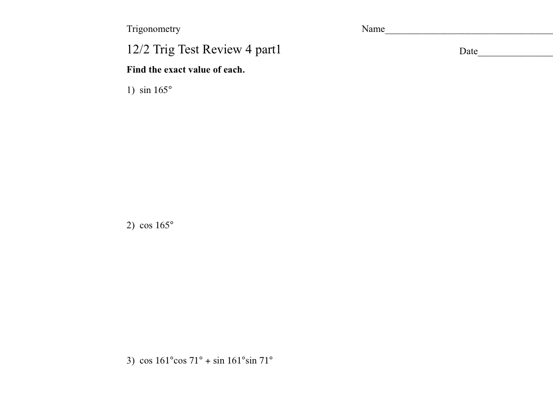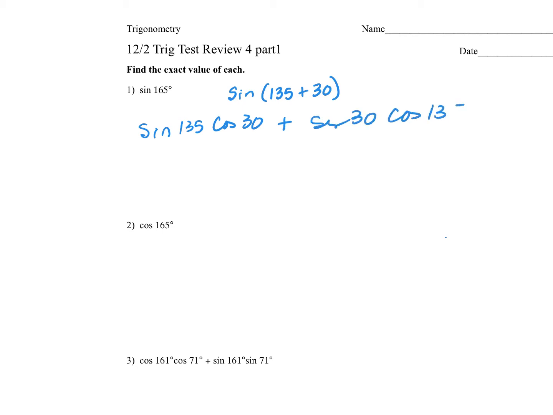So that first page was the last 2 problems of your packet. And now we're going to start from the first page. It just copied wrong. So sine of 165, you're going to use the sum and difference formula for this. And you got to find 2 numbers that added together equals 165. And that would be 135 plus 30. So the way the rule goes, it's going to be sine of the first guy times cosine of the second guy, same sign, and then sine of the second guy times cosine of the first guy.